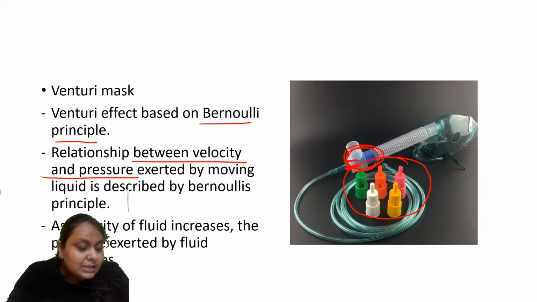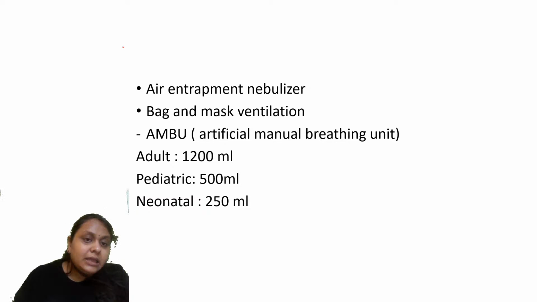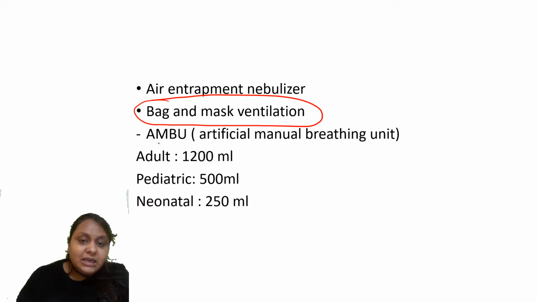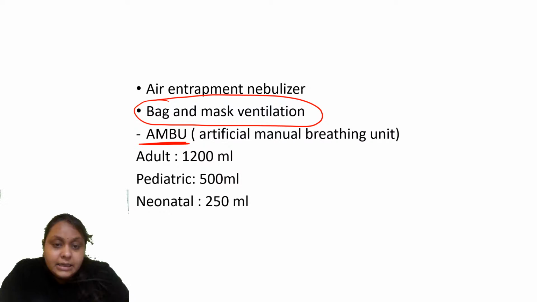Is it clear? So this is the fixed performance mask. Other examples are the air entrainment nebulizer and bag-and-mask ventilation. An example of bag-and-mask ventilation is AMBU, that is artificial manual breathing unit.